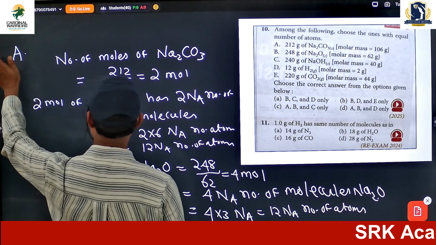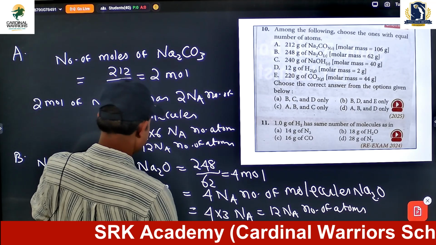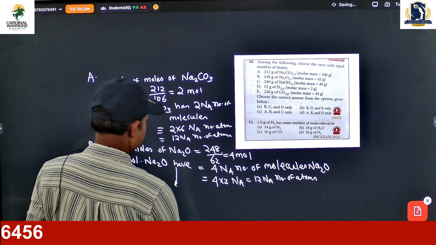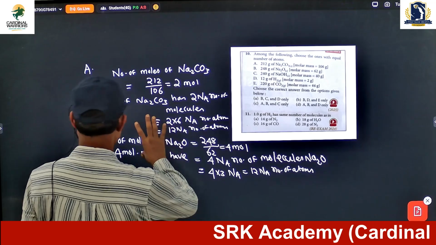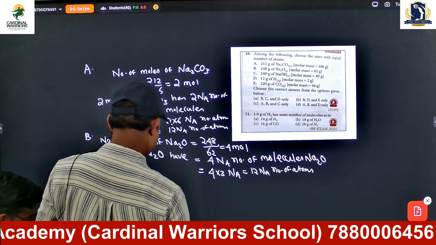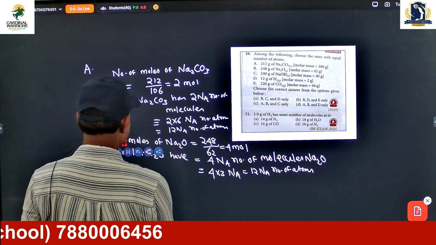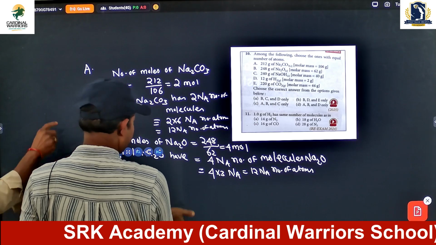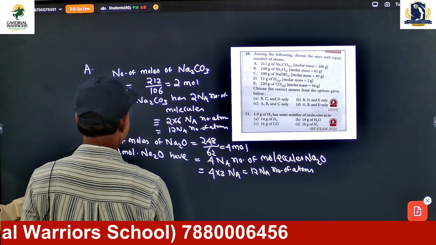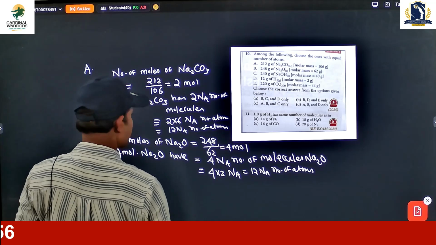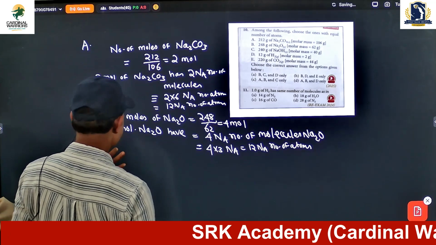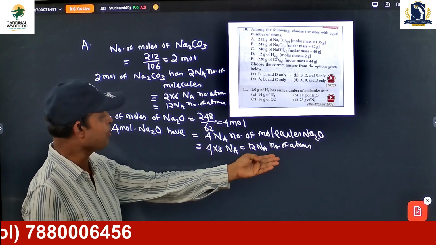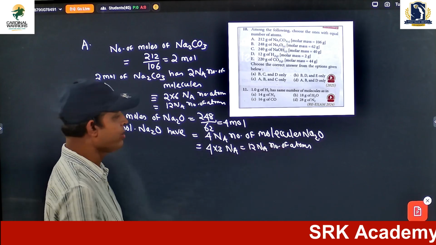Similarly, suppose they want it like this. Okay. So this is 4 into 3, that is equal to what? 12 Na number of atoms of sodium oxide.